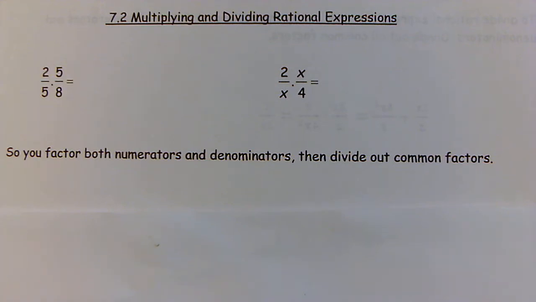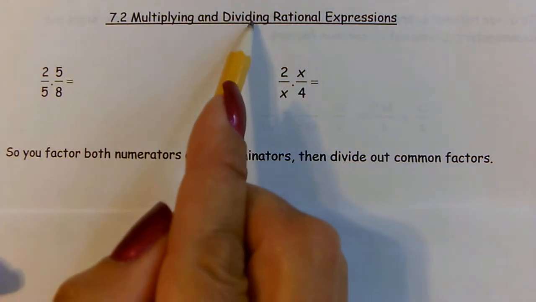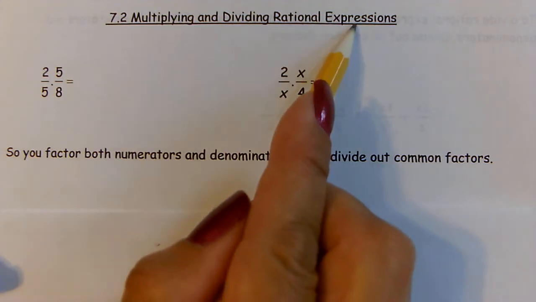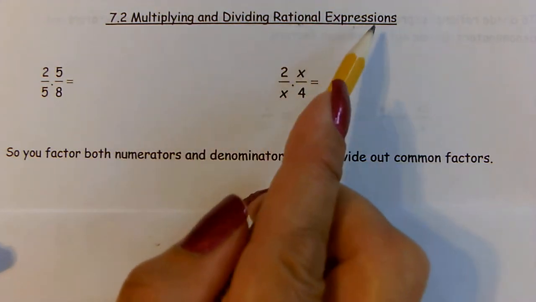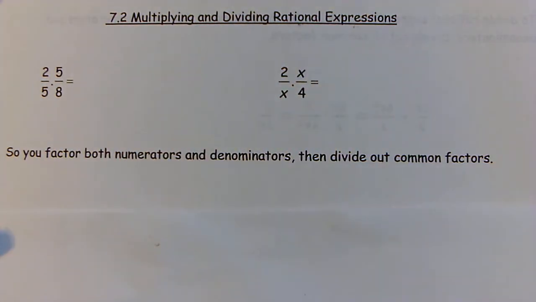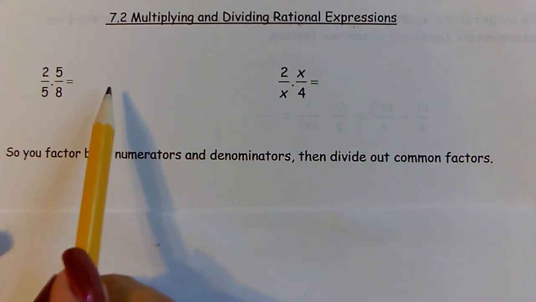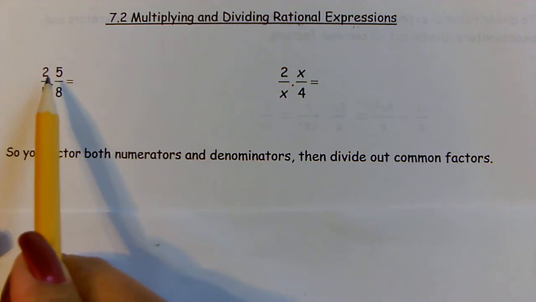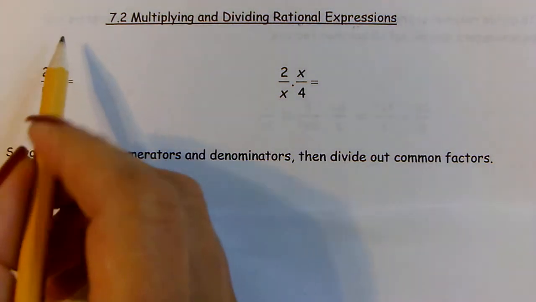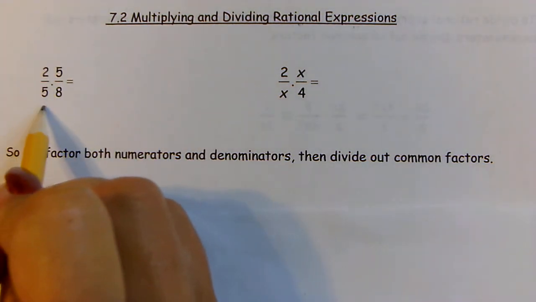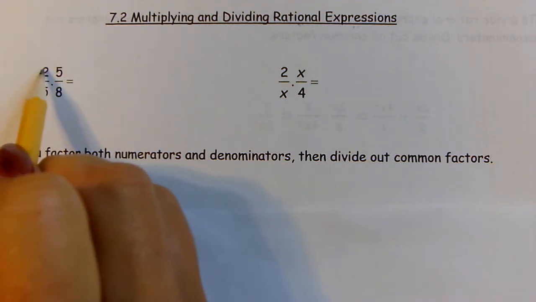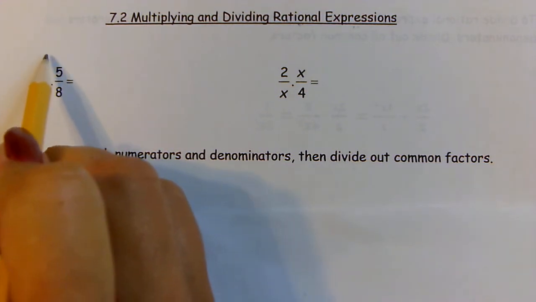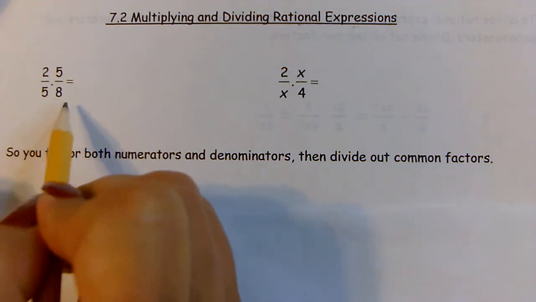Okay, 7.2, we're going to be multiplying and dividing messy fractions, rational expressions. You do not need a common denominator to multiply or divide fractions. You multiply across and simplify, or you simplify first, then multiply across. We are going to be simplifying first, then multiplying. So 2 and anything on top and bottom that has a common factor can be reduced.